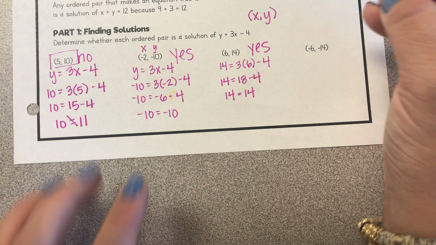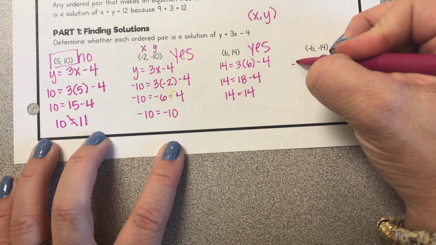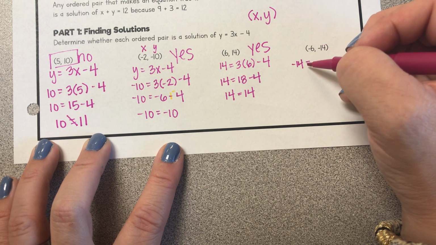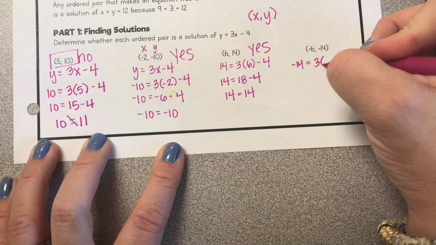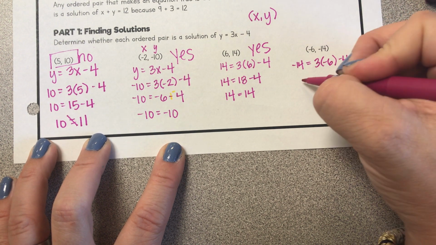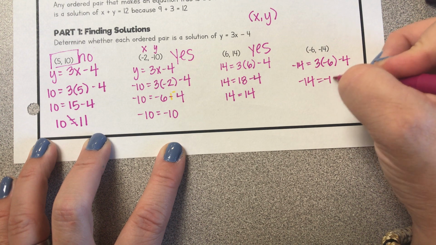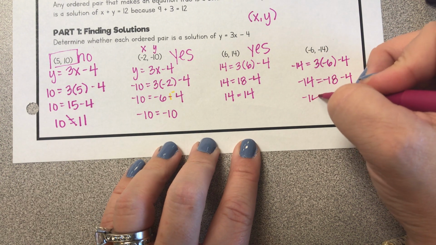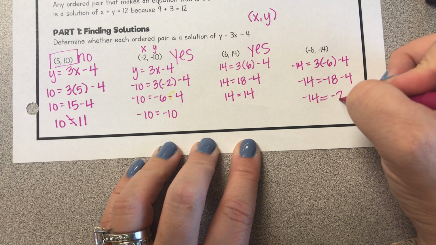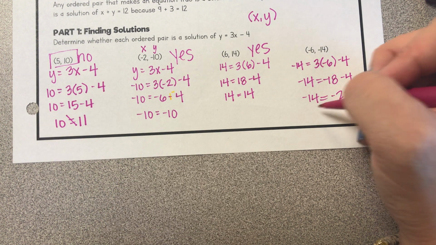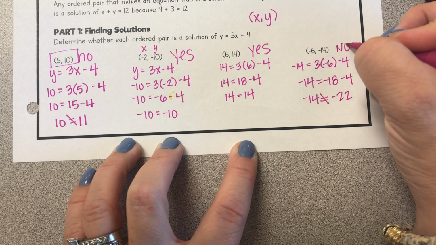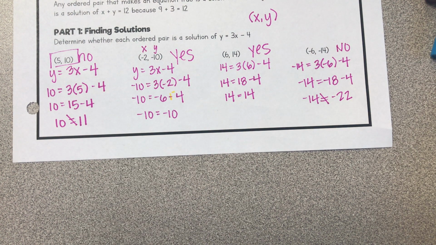So why don't you check negative 6, negative 14, and then come back and we'll see if you got it right. Okay, so y equals 3 times x minus 4. So negative 14 equals negative 18 minus 4. Well, negative 18 minus 4 is negative 22. So negative 14 does not equal negative 22. So that one is not a solution.